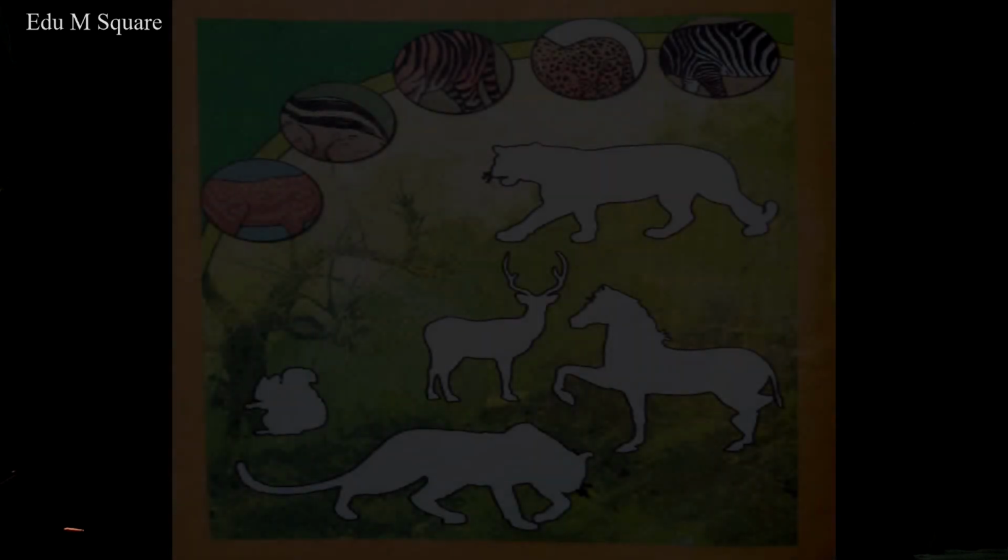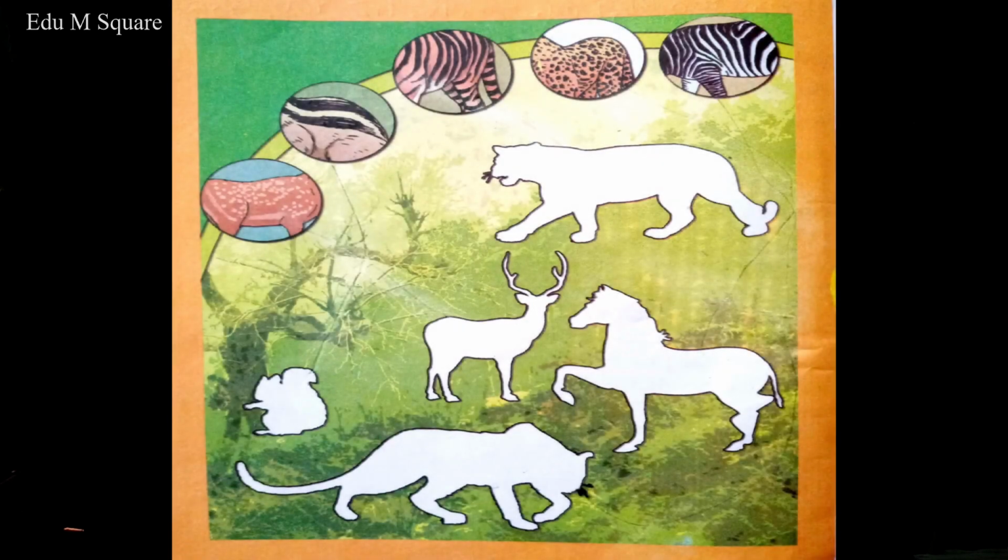See this picture. Match the animals shown here with the pictures of their skin. Make the correct pattern of the skin on the picture of each animal. Try to match this. Did you match it correctly?